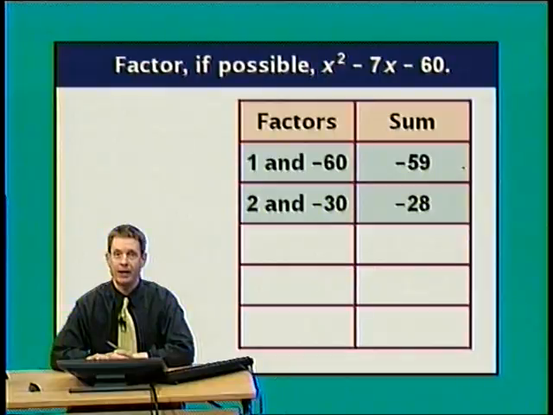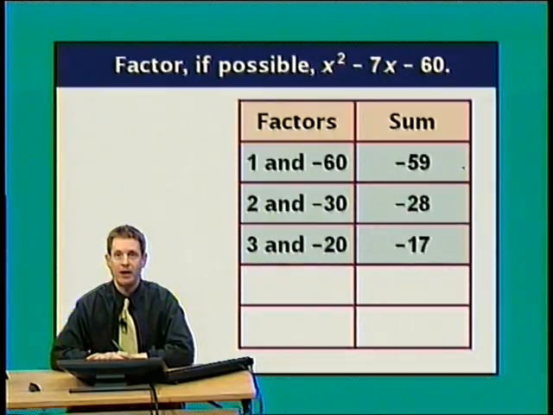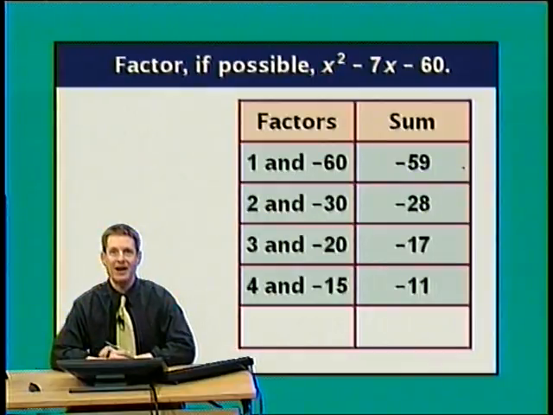3 and 20. I want the 20 to be the negative number. 3 plus negative 20 doesn't add to negative 7. It's got a 7 in it, but it ain't negative 7. 4 goes into 60 15 times. 4 plus negative 15 is negative 11. We're getting closer, but we're still not there.